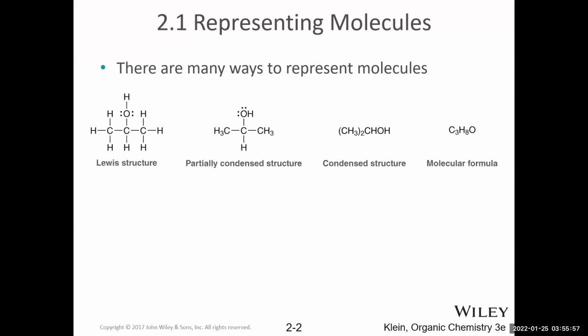Okay, so we want to be aware that there are multiple ways to represent molecules. The simplest way would be the molecular formula, which is shown over here, C3H8O. That is the fastest way to represent a molecule, but it doesn't give us any information about how these atoms are bonded together. Then we have what's called a condensed structure.